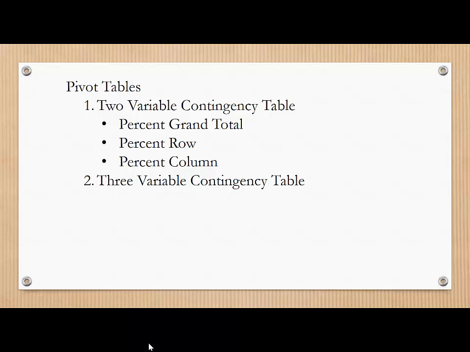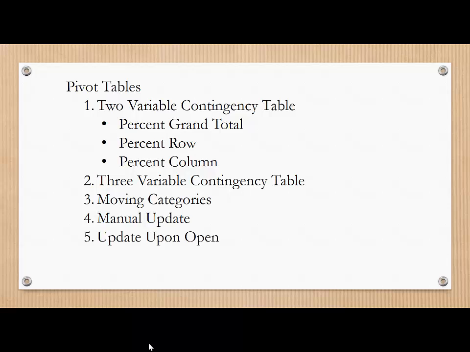We will also look at a three-way or three-variable contingency table. We will look at how to move the categories around. We will also look at manual update and how to set the pivot table up so that it updates upon opening the file.